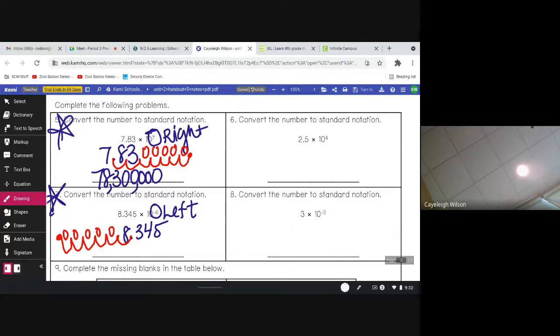So my final answer is 0.0000008345. And you can put a placeholder of 0 out front of that decimal. It's just good math grammar. Are there any questions on that one? All right, you all do these two over here, and then we'll go over them.